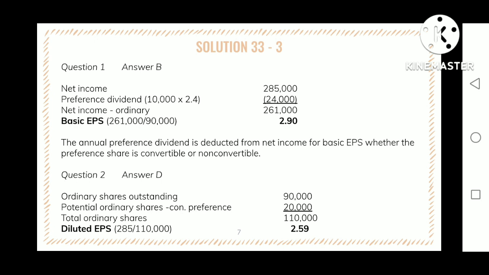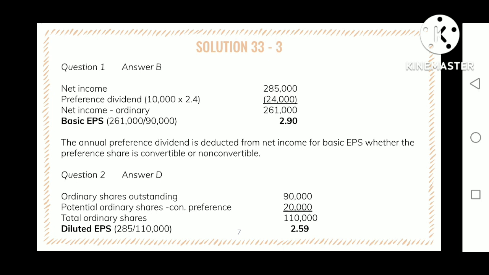So, we have net income of 285,000 as per given, less 24,000. Saan po galing ito? Galing po sa 10,000 na preference shares multiplied by 2.4 is equal to 24,000. The answer would be 261,000, the net income to ordinary. Divide lang po natin sa 90,000 na ordinary shares actually outstanding. So, we will arrive at the BEPS of 2.9.